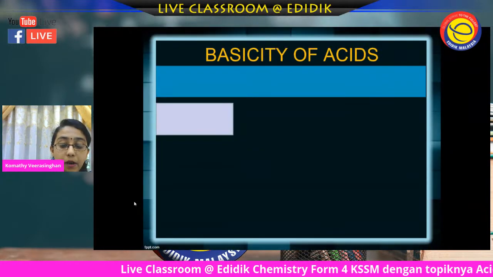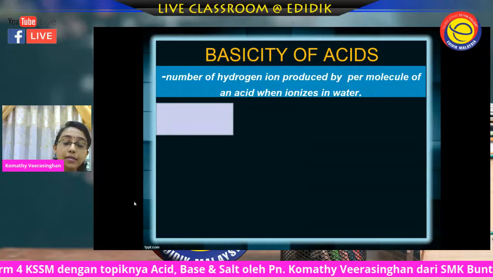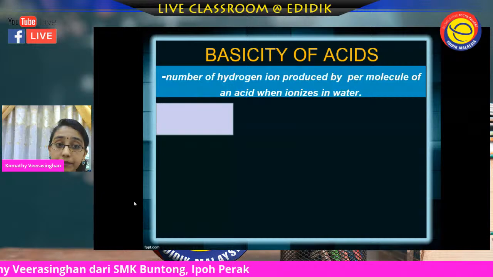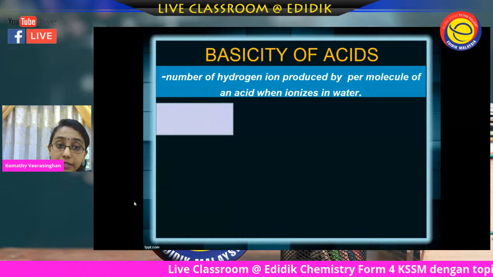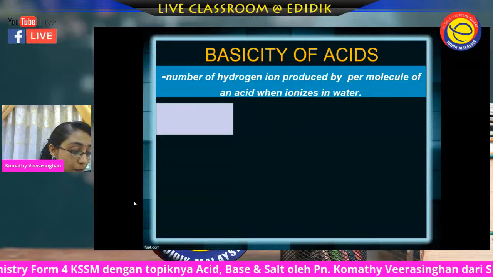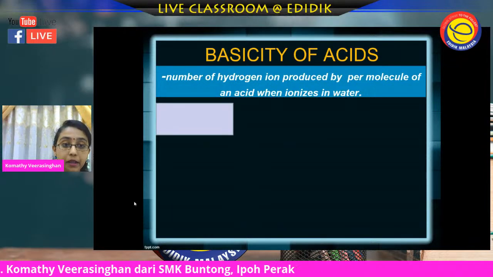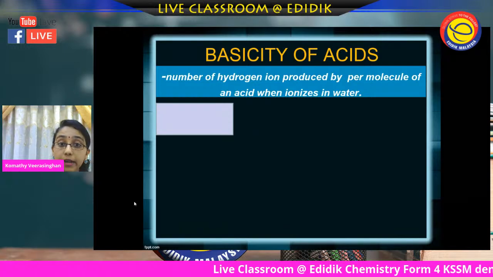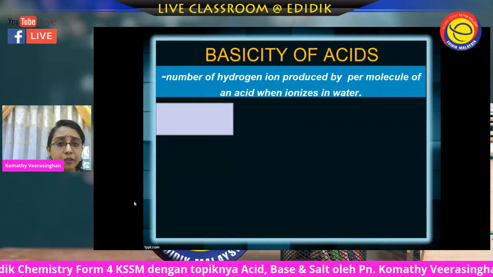So let's look closer at the basicity of acid. What's the meaning of basicity of acid, class, based on your previous activity? Can you derive the meaning of basicity of acid? Basicity of acid is the number of hydrogen ions produced per molecule of an acid when it ionizes in water. As I showed you just now, there are acids that produce 1 hydrogen ion, there are acids that produce 2 hydrogen ions, and so on, right?